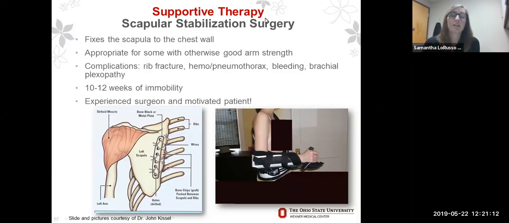And this is a huge surgery, I can't emphasize that enough. There are possible complications, which I've listed here. There is a long period of immobility. So really you need a motivated patient and a very experienced surgeon.